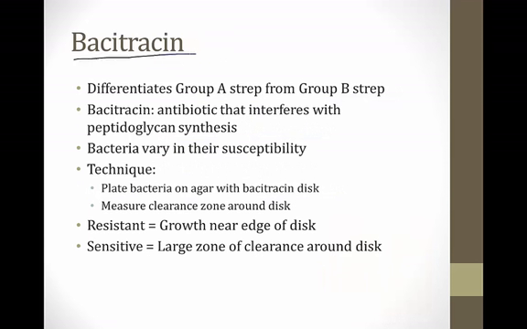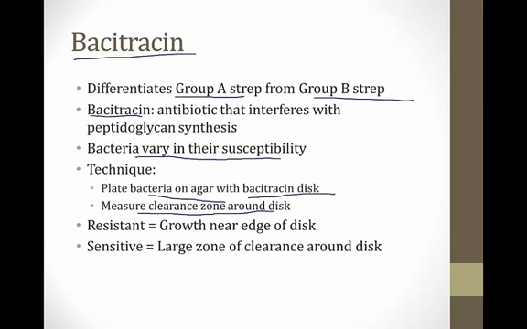Next test is the bacitracin sensitivity test, and this differentiates group A strep from group B strep. Bacitracin is an antibiotic that interferes with peptidoglycan synthesis, and you may know that you can buy it as an ointment for the treatment of skin infections. Bacteria vary in their susceptibility, and the technique for using this test is the same as what we talked about before. You plate bacteria on agar with a bacitracin disc, and you look for clearance around the disc.